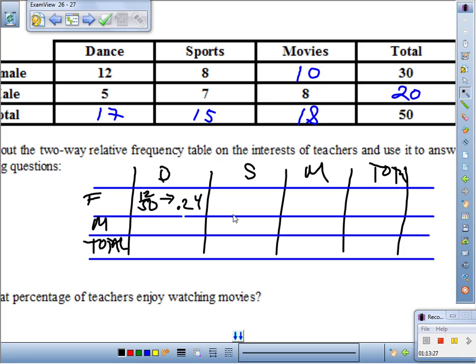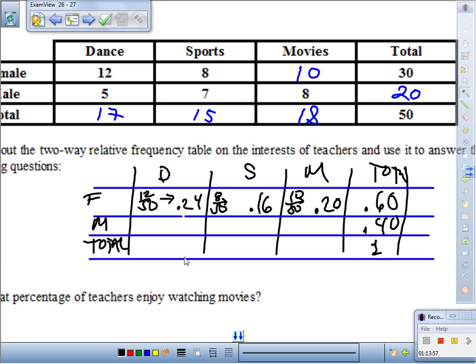0.24. This one, 8 over 50, which is 0.16. This one, 10 over 50, which is 0.20. So let's see, what is 24 plus 16? 40 plus 20, that's 0.60. This is 0.40, and this is 1.